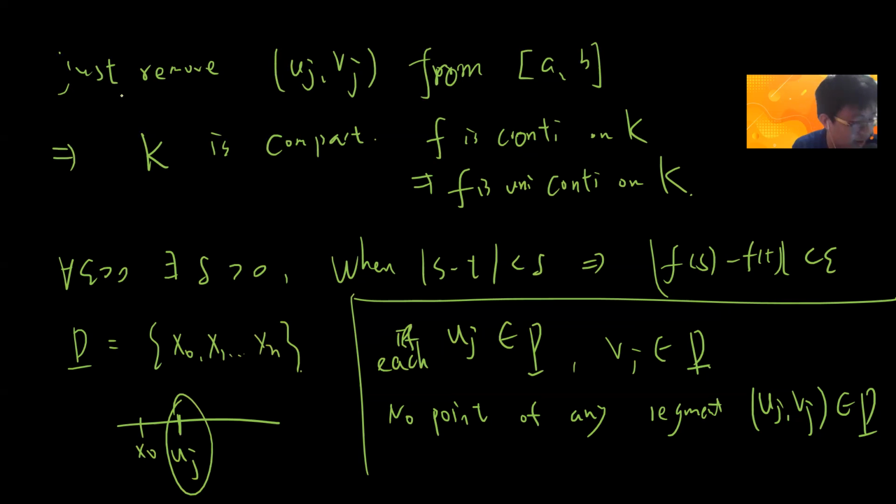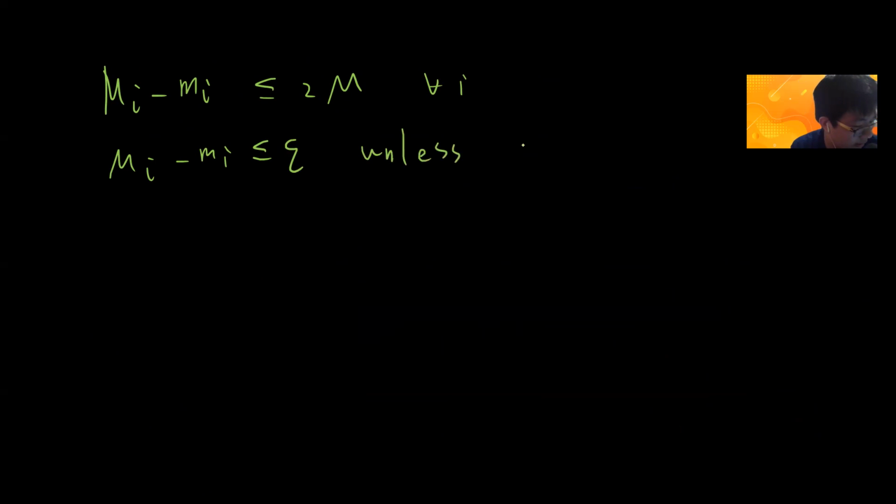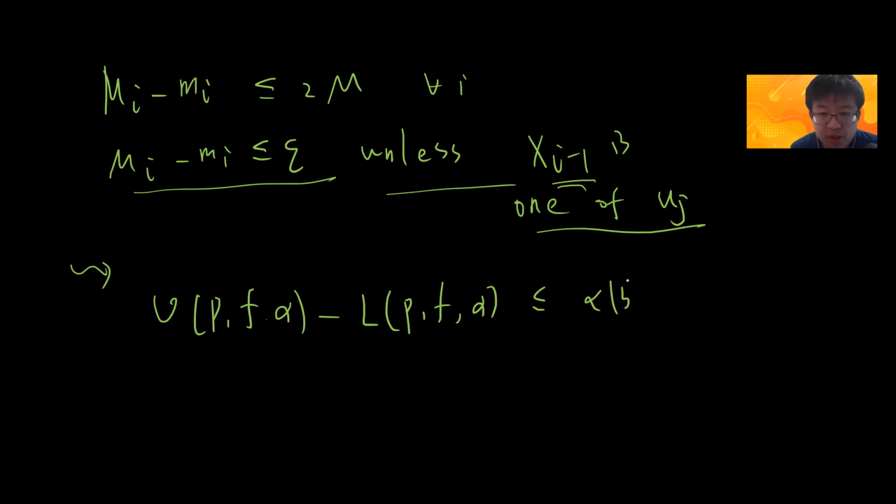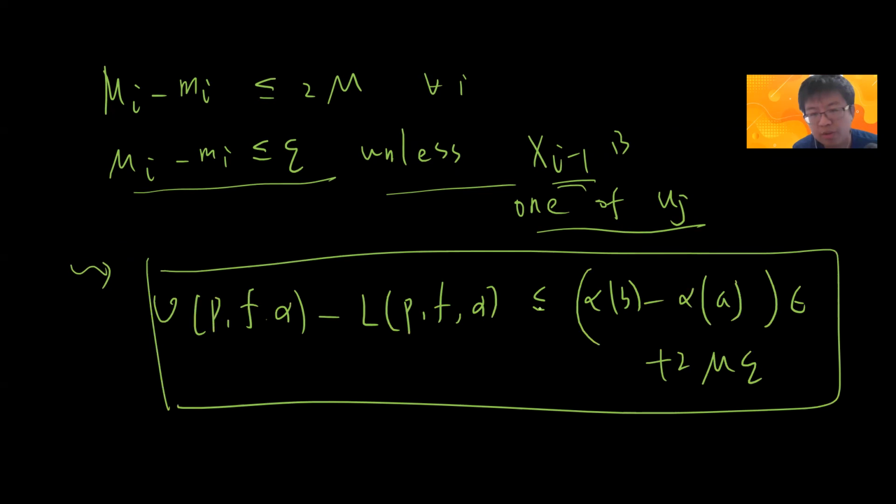Okay, so now the trick comes. I know that M_i minus small m_i on each upper interval of the partition is still less than or equal to 2M, for each i, and I know that M_i minus m_i is less than or equal to epsilon, unless what? Unless x_i is one of the u_j. Since the function is continuous except for this point, this statement still holds unless the endpoint is one of these. So by the previous theorem, we still have U(P, f, alpha) minus L(P, f, alpha) is less than or equal to (alpha(b) minus alpha(a)) epsilon plus 2M epsilon. This just uses the previous results; you write down everything, and I think it's easy to prove.